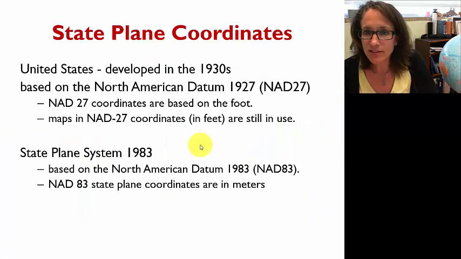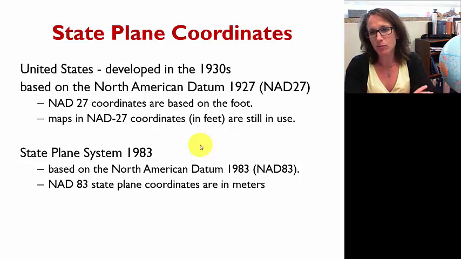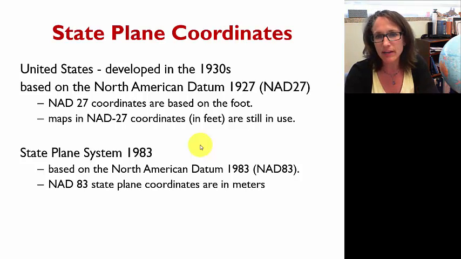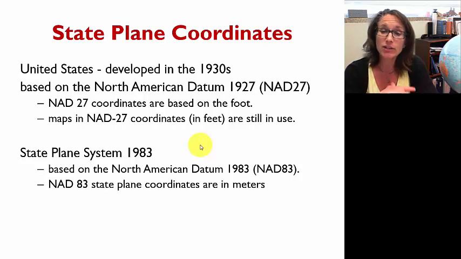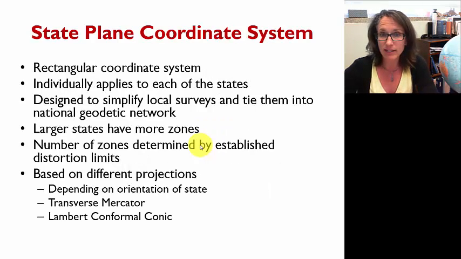So the second grid system that we're going to talk about, which we really won't use much in the class, but it's good for you to know about just in case you get some data in these coordinates, is the state plane coordinate system. And this was developed in the 1930s. So it's an old system. It has been updated, though. There's some states that have a state plane system of 1983. The original one was based on the NAD 27 datum. The new one is based on the NAD 83 datum.